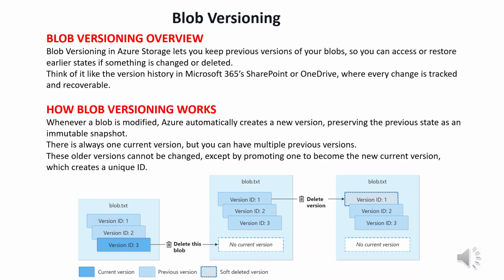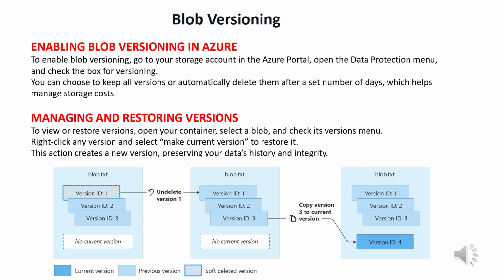How blob versioning works. Whenever a blob is modified, Azure automatically creates a new version, preserving the previous state as an immutable snapshot. There is always one current version, but you can have multiple previous versions. These older versions cannot be changed except by promoting one to become the new current version, which creates a unique ID.